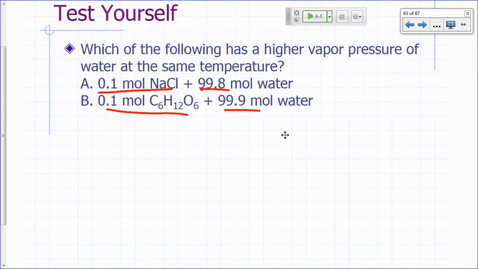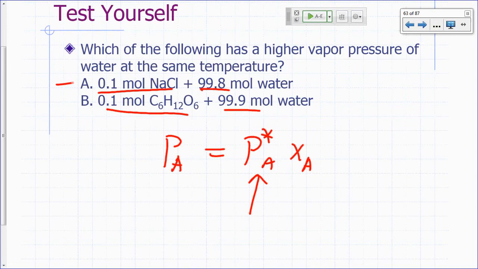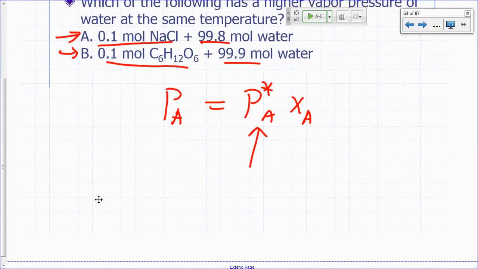50-50 didn't work? Okay, so vapor pressure of water, let's call water A, is equal to P star A times mole fraction of water, right? Now, P star A is the same, right? In both cases, we're dealing with water. We're comparing water. So we just need to compare mole fraction of water.